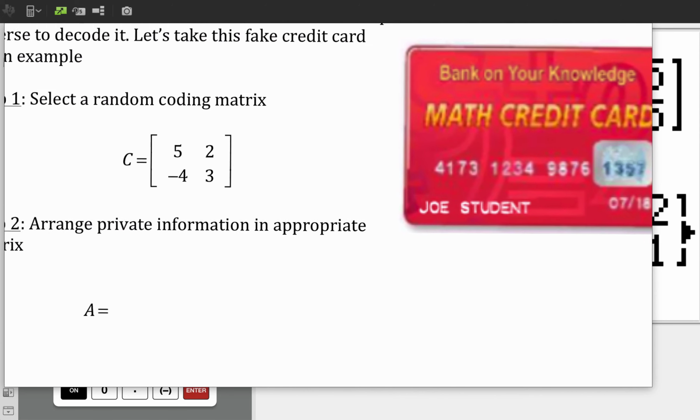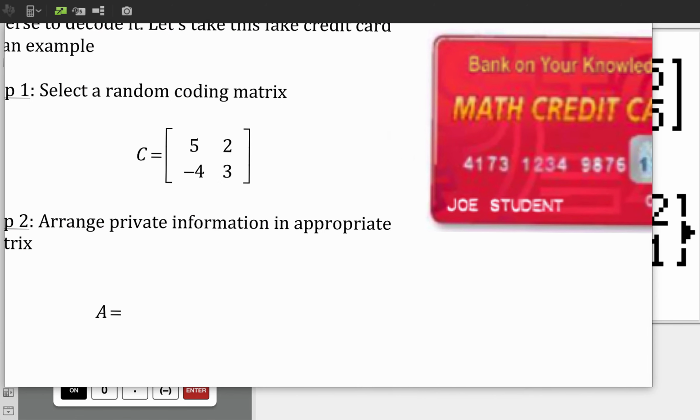So I selected some random coding matrix, just this here. It's 2 by 2, it should be a square, and 2 by 2s are probably easiest. If you have a 3 by 3, things get way more complicated, although your calculator can do it. So I just randomly chose these numbers, okay? And you could choose 7s, whatever, or fractions, okay?